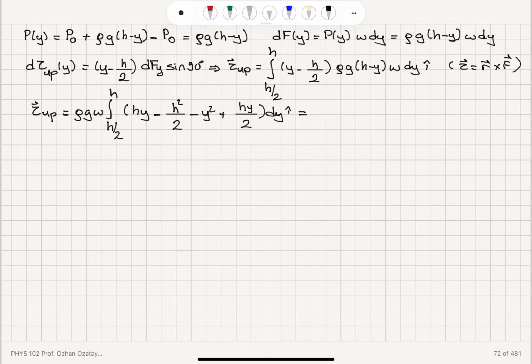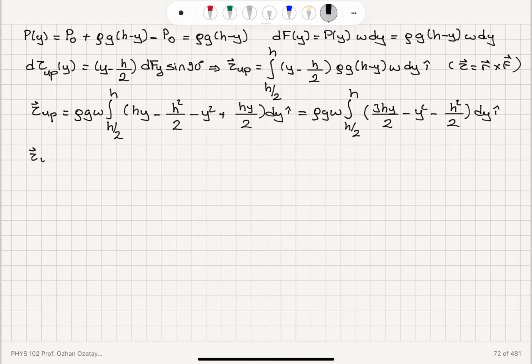So you see that I have hy and hy over 2 here, so let's add them up. So this will be rho g w integral from h over 2 to h. Hy plus hy over 2 is 3hy over 2. And then I have minus y squared, and then I have minus h squared over 2, and dy in I hat direction. All right, so let's continue.